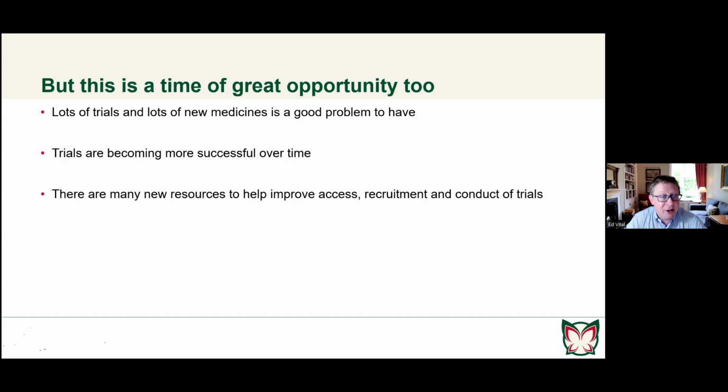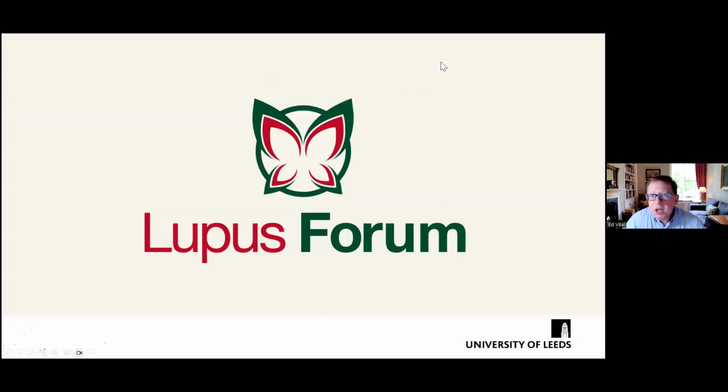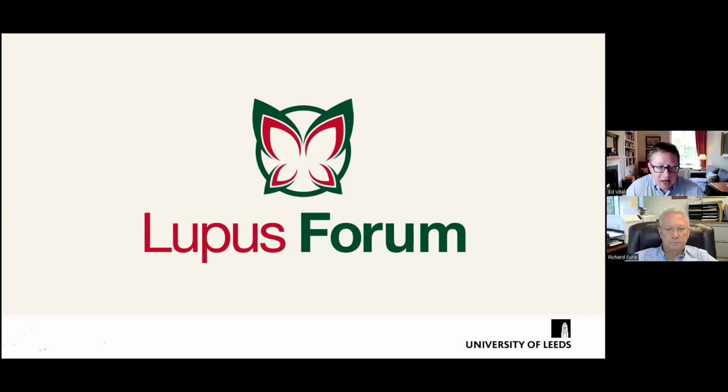That's what we need in lupus, and we can make the most of that opportunity. Also, although some trials have failed when people felt that they should have succeeded, that problem is getting better. We're getting better at doing them over time. And there are a lot of resources and also a lot of innovations that are going to improve the trials in the future.